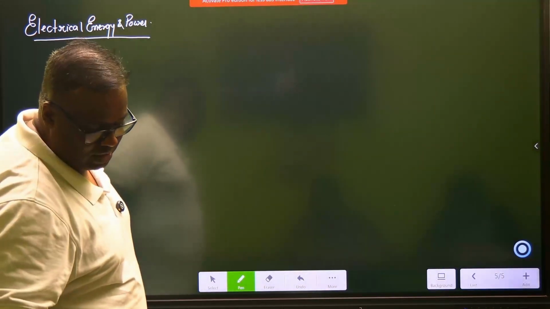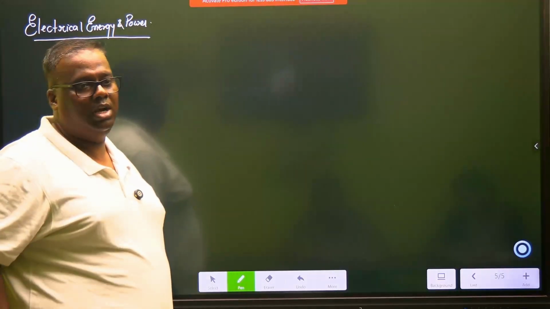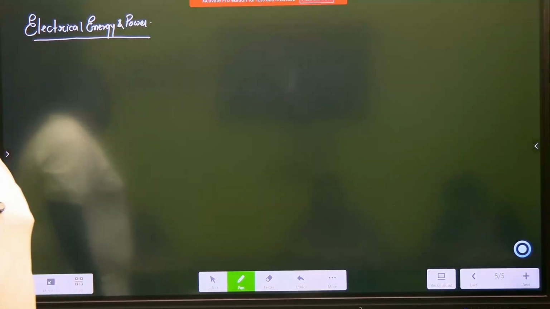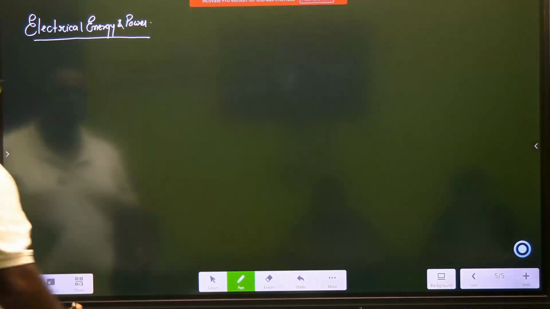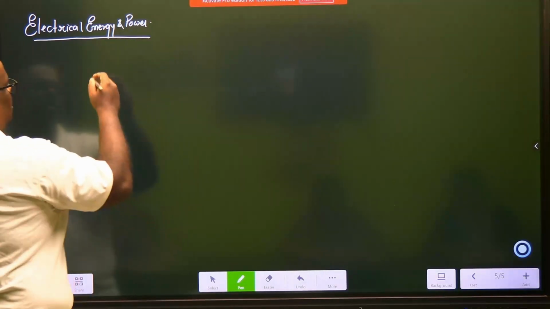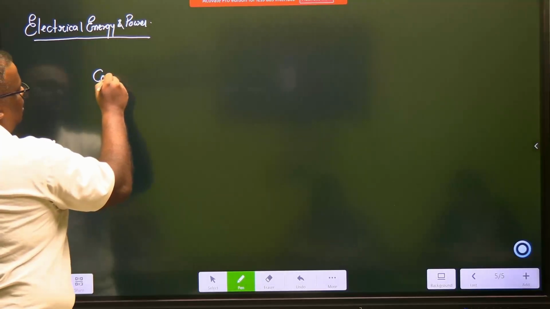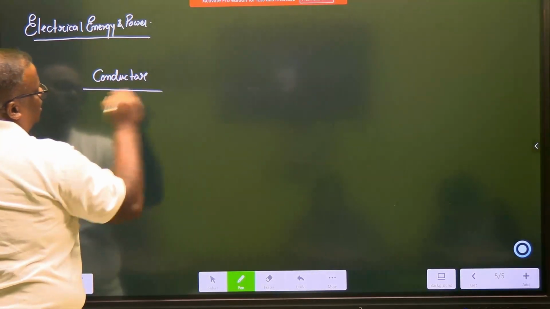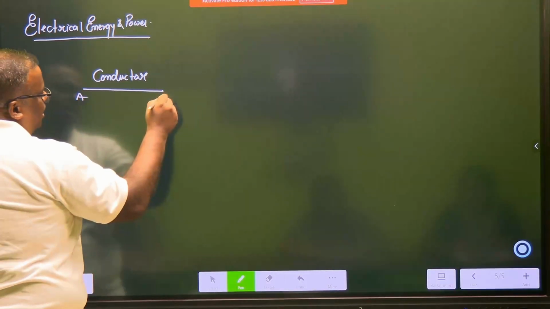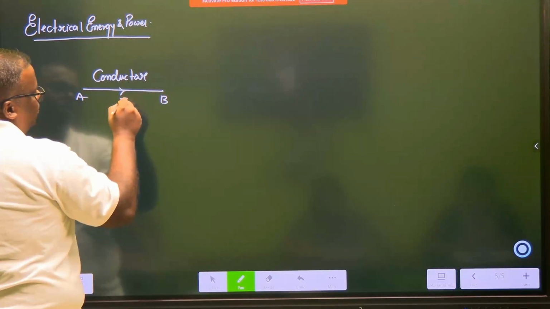If you remember in grade 10 you have studied H is equal to I square RT, then power is equal to the product of voltage and current, P is equal to VI, P is equal to I square R. So same thing we will study. So let's say we have a conductor. You have a conductor out here, and this side is A and this side is B, and the current is flowing in this direction.